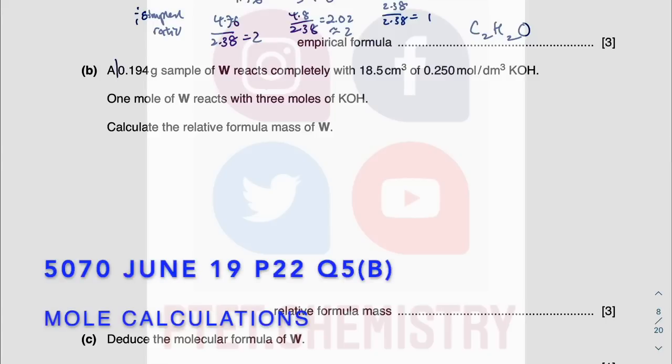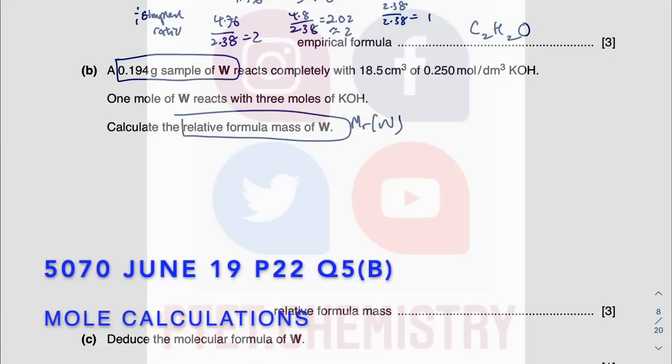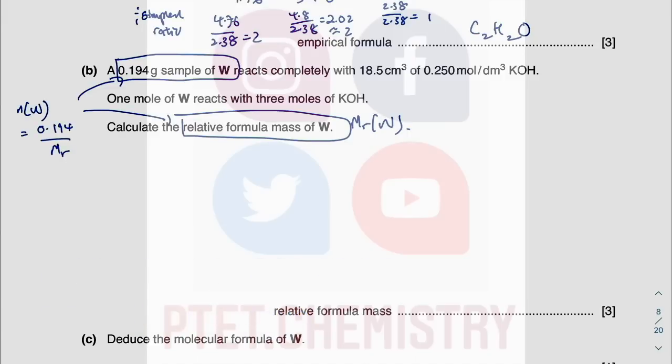Now, they tell you W, they give you the mass. They want you to find the relative formula mass, meaning the MR of W. With this and this, you can work out the mole of W, which is equal to mass over the MR. This information is important. So what are we looking at? We don't have a balanced equation, but they give you the mole ratio: 1 mole of W reacts with 3 mole of KOH. So we are going to use that.